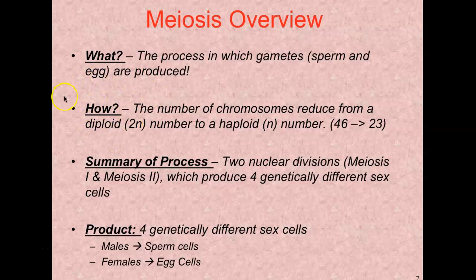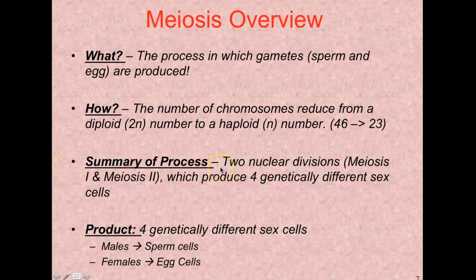Now how does this process work? Essentially, the number of chromosomes is reduced from a diploid cell to a haploid cell. In meiosis we're going from a diploid cell with both mom and dad's genetic information, and we're producing 4 genetically different haploid sex cells, all containing 23 chromosomes each. And each cell is going to be slightly genetically different from the others. That is the whole purpose of meiosis, to produce genetically different haploid sex cells. What is the summary process of meiosis?